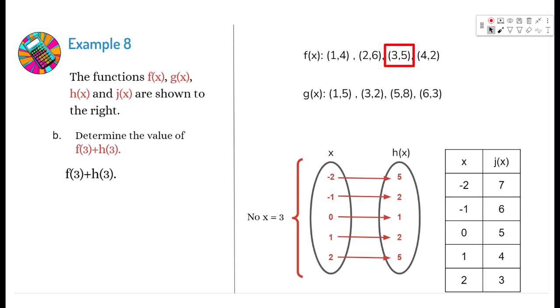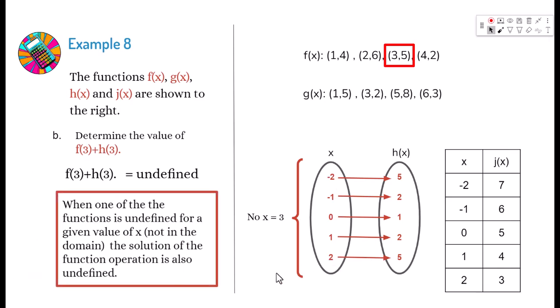The thing is with these is that these represent the function as is, and we can't extend beyond it. If we do not have a value in x, or in other words, that domain, then that value does not exist. So when we put this together, we say that this is undefined because it is not defined in the domain of x. In this particular example, the domain is these 5 numbers alone, and that's it. So we can state that when one of the functions is undefined for the given value of x, or not in the domain, the solution of the function operation is also undefined.